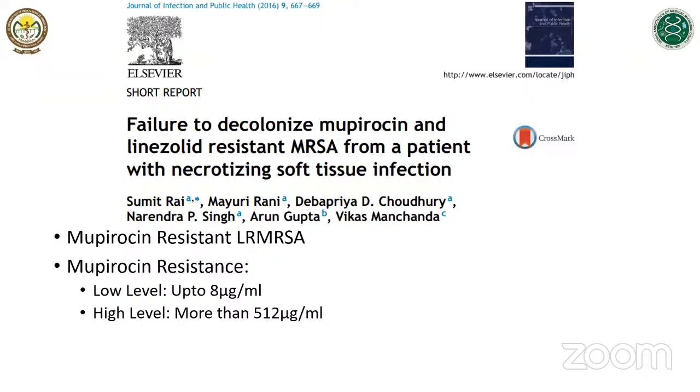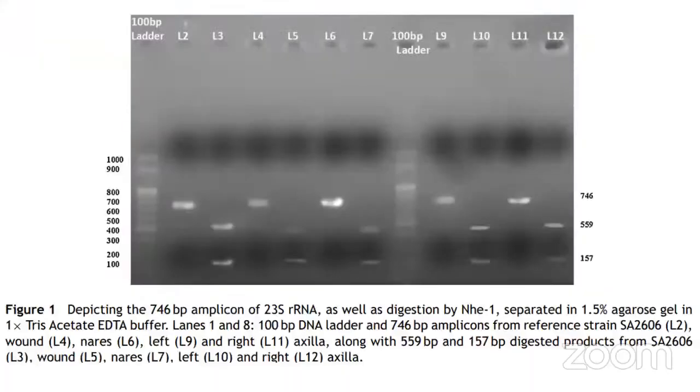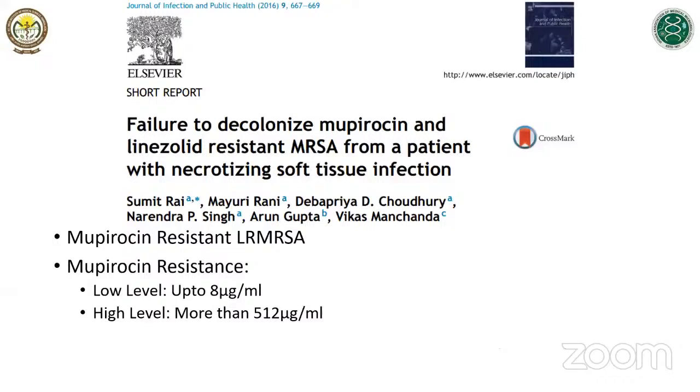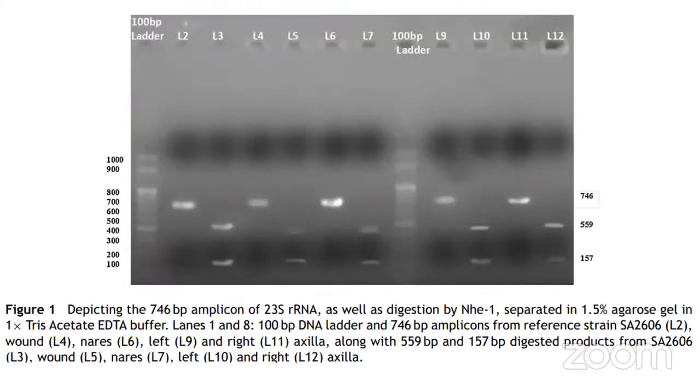Then there is mupirocin resistance also in the gram positives. Mupirocin resistance can be of low level or of high level. That is also shown in the CLSI. This is another case of a patient who was colonized with mupirocin resistant MRSA, and we failed to decolonize it despite the isolate being susceptible to erythromycin.